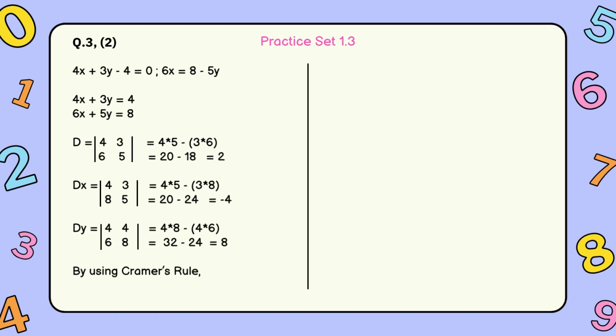Solving this we get 4 into 8 minus 4 into 6. The solution would go as 32 minus 24, which is 8. So the value of Dy is 8.